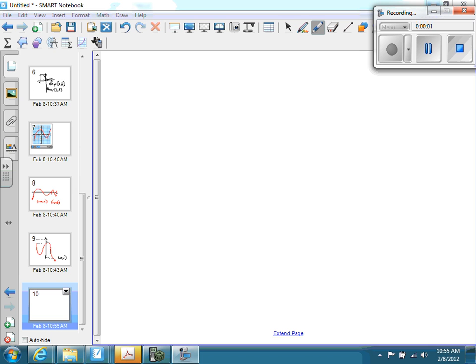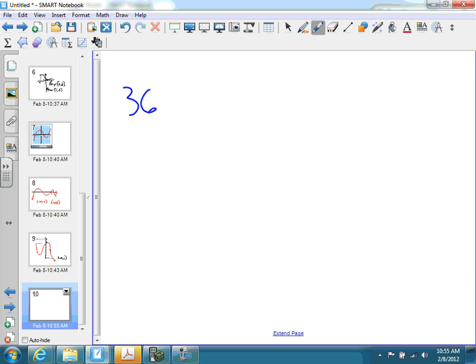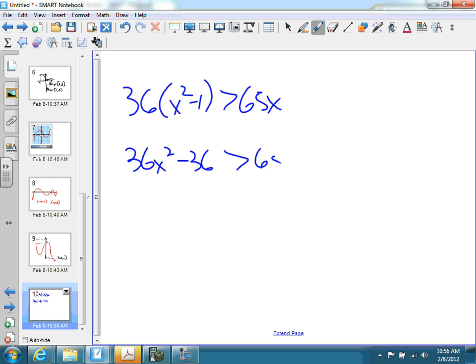This one is 15 on the sheet, and it's 36x squared minus 1 greater than 65x. I'm supposed to solve the inequality. Well, what I'm going to do is make this 36x squared minus 36 is greater than 65x.